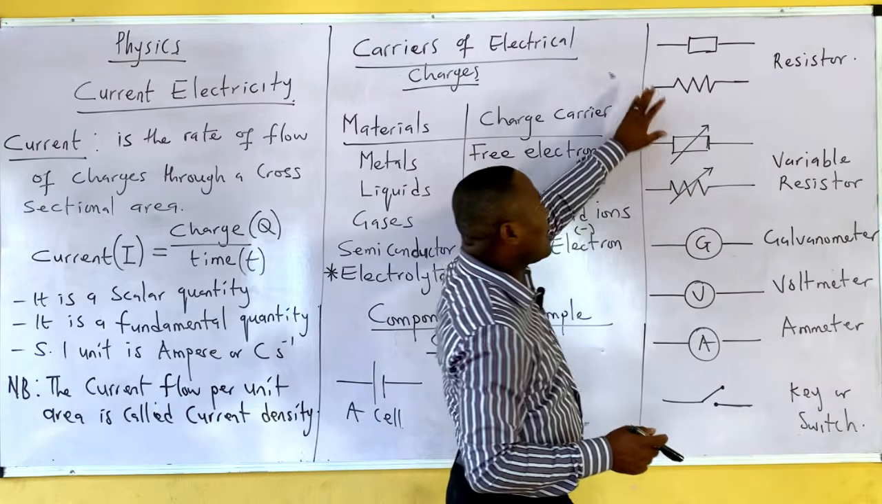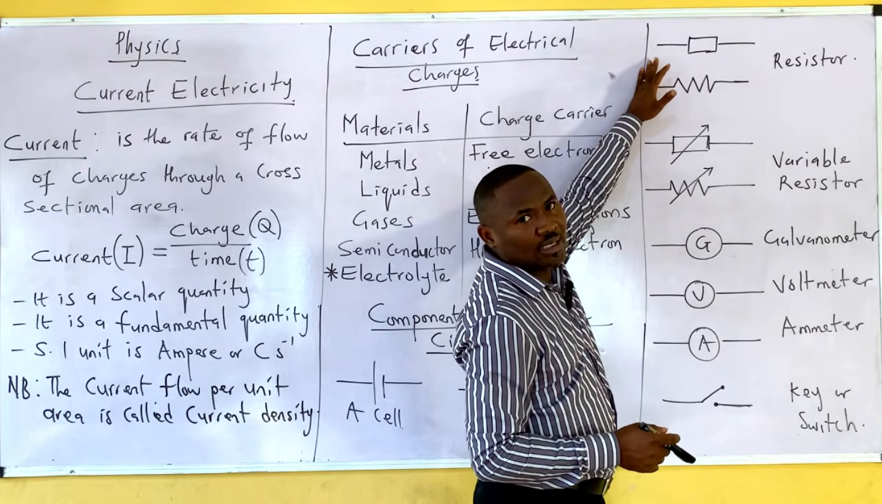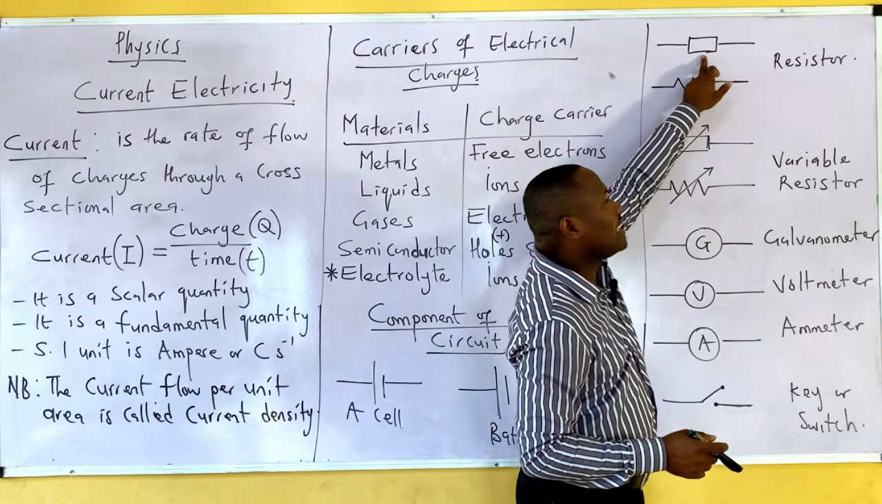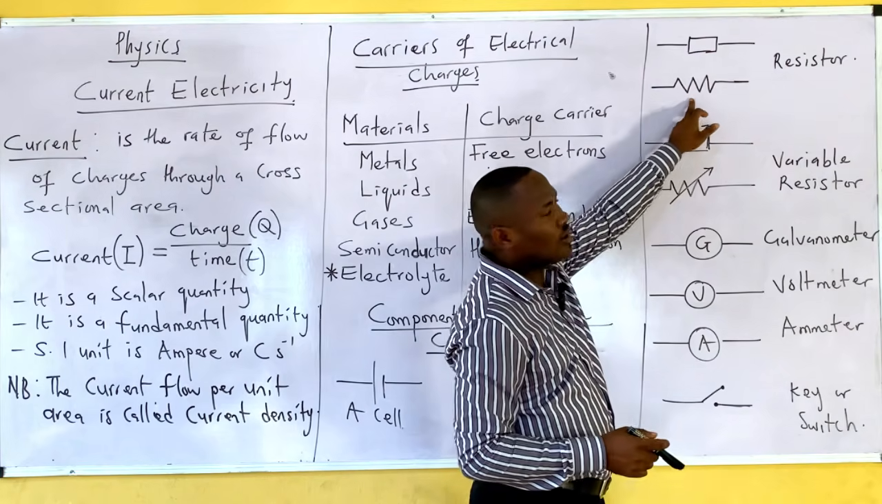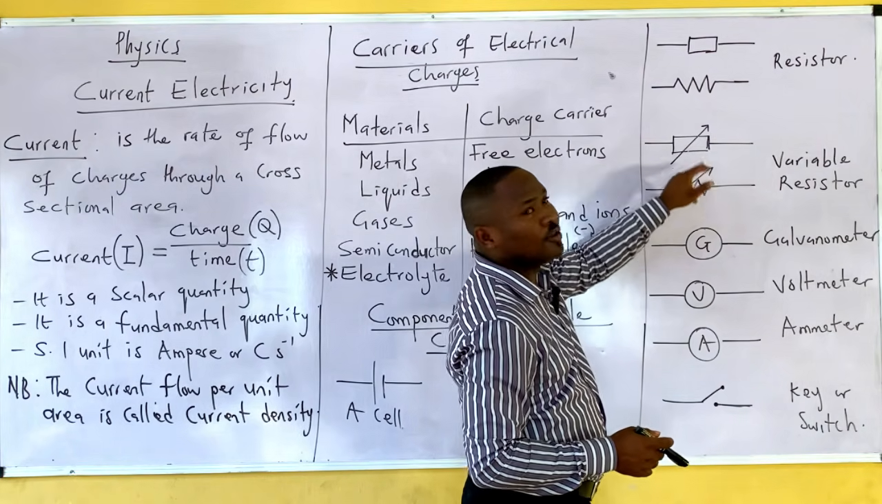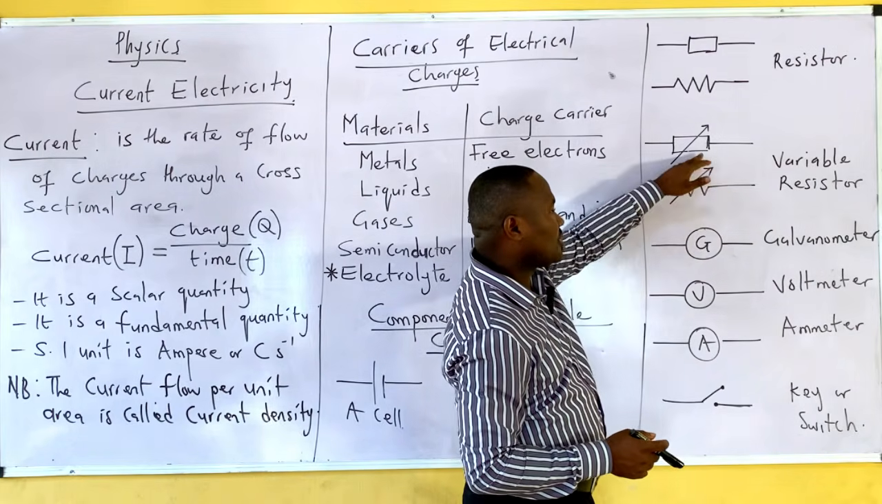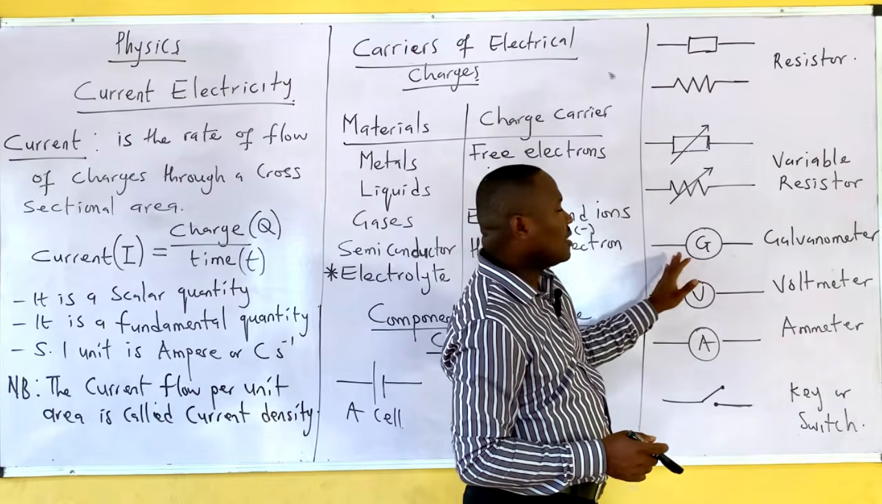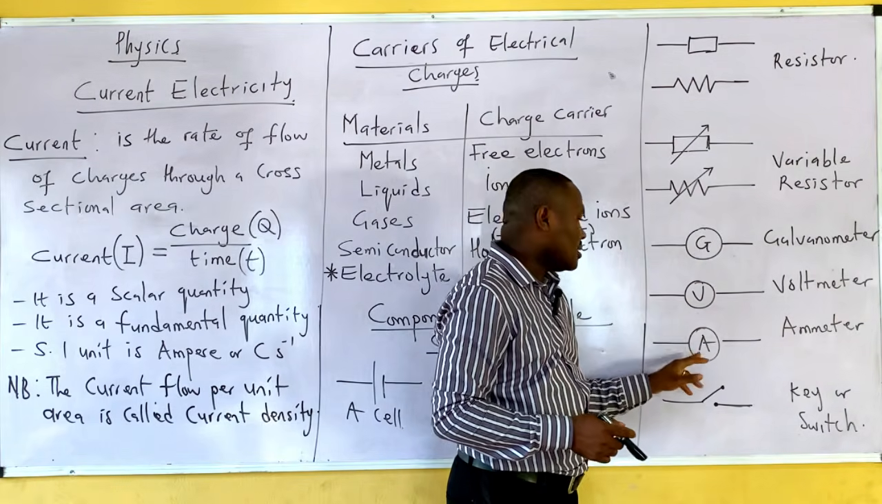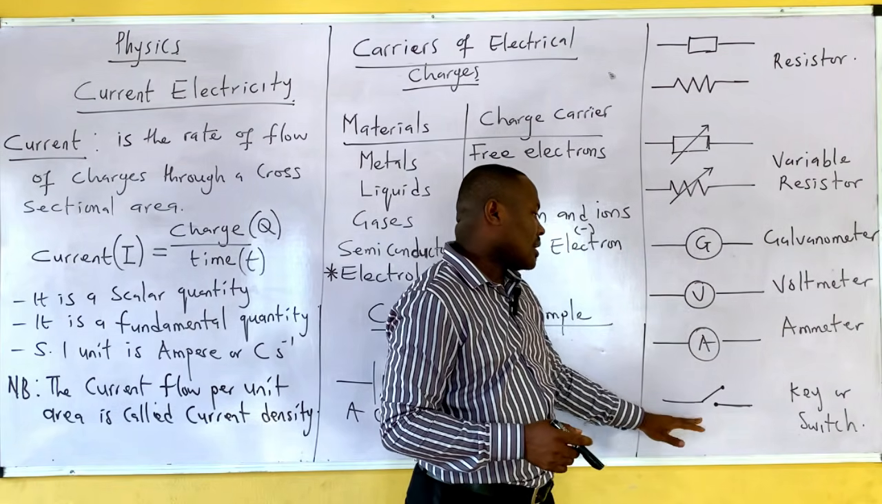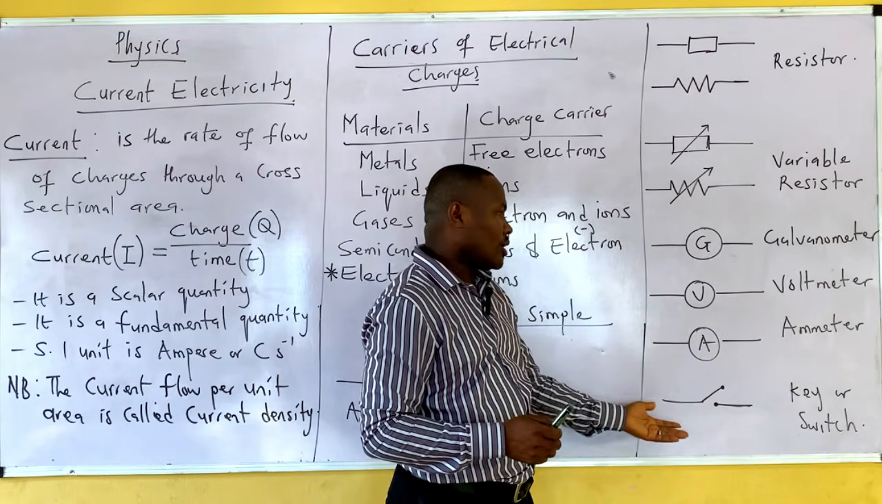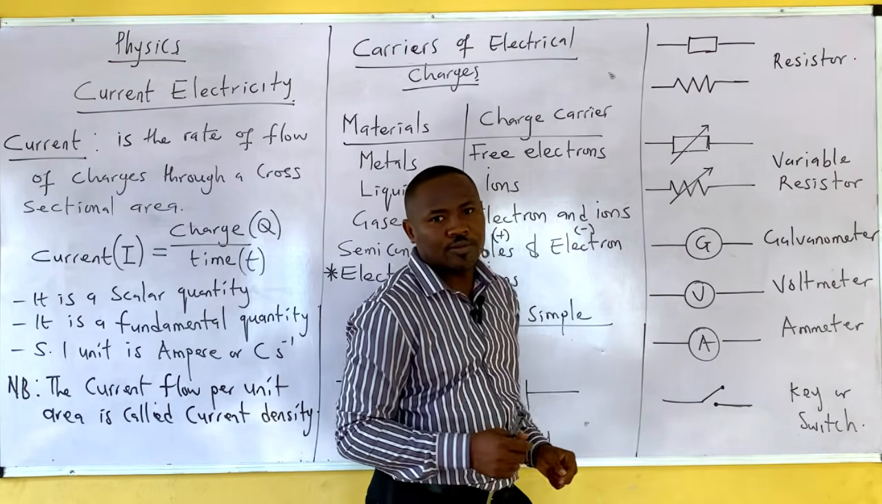Now we have resistors, standard resistors. It can either be this symbol or this symbol. Now we have these as variable resistors, rheostats. This is a galvanometer. This is a voltmeter. This is an ammeter. And this is a switch or a key in a circuit.